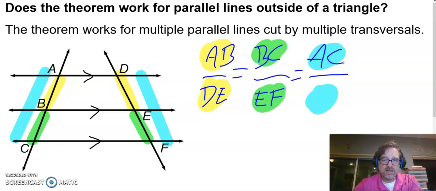Oh, did I just have BC over EF? I'm sorry, I just had a brain fart with the AC. And then the DF. I just hate that when you're going along great, and then things just work out.